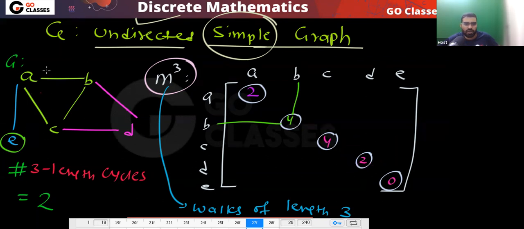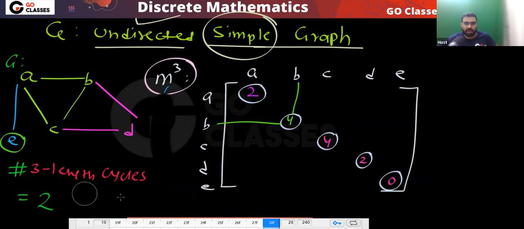This A is part of one triangle, so that is the reason 2. This 4 means it is part of 2 triangles. C is part of 2 triangles. So this is the point. I hope you got this point. So you can easily see why this value 2 is coming. This 2 is coming because A is part of one triangle.